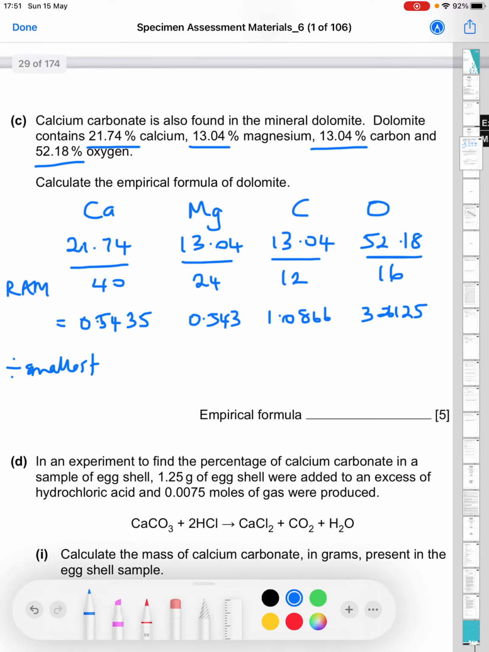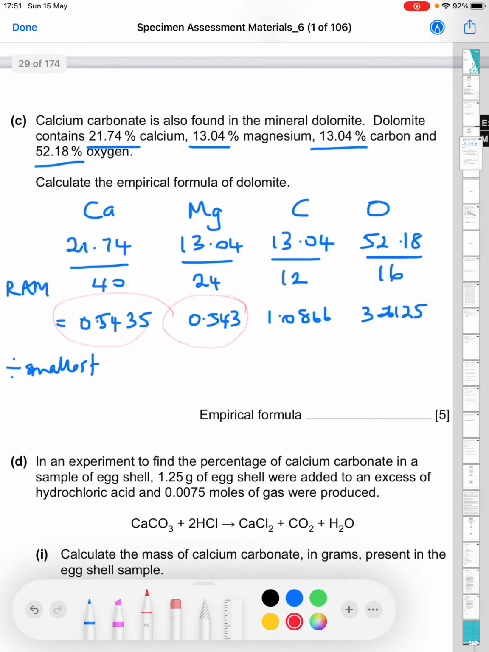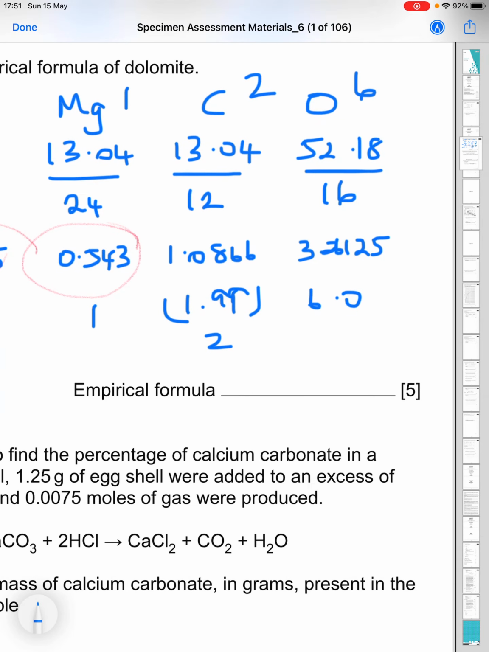So the smallest in this case is this. I'm going to say they're basically the same number. So we're going to have 1, 1, then we get 1.99 here and 6.0. So I'm going to round that up to 2. So our ratio is 1 calcium, 1 magnesium, 2 carbon and 6 oxygen. So the empirical formula then is CaMgC2O6.